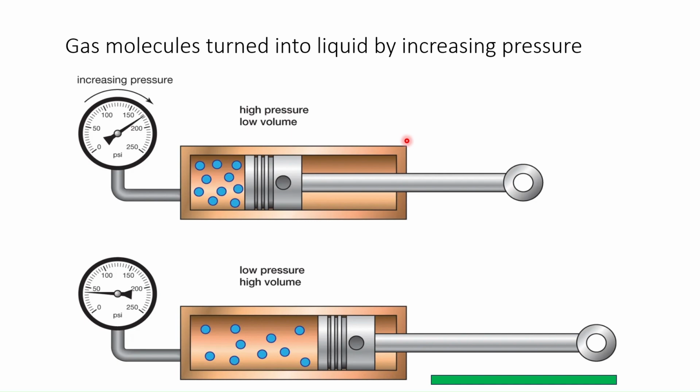then it becomes vapor. The key point you have to observe here is when the pressure is increased. This is the cylinder filled with gas molecules at high volume and low pressure. When you increase the pressure by applying external pressure like this, what will happen? The volume will be less. That means the gas molecules will come closer. When they come closer, the intermolecular forces between gas molecules become stronger, in such a way that they can attract each other and become liquid.